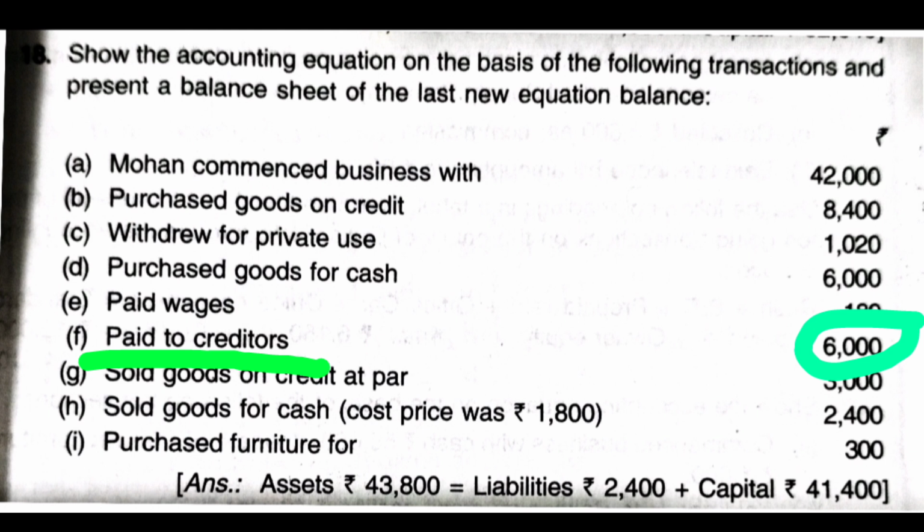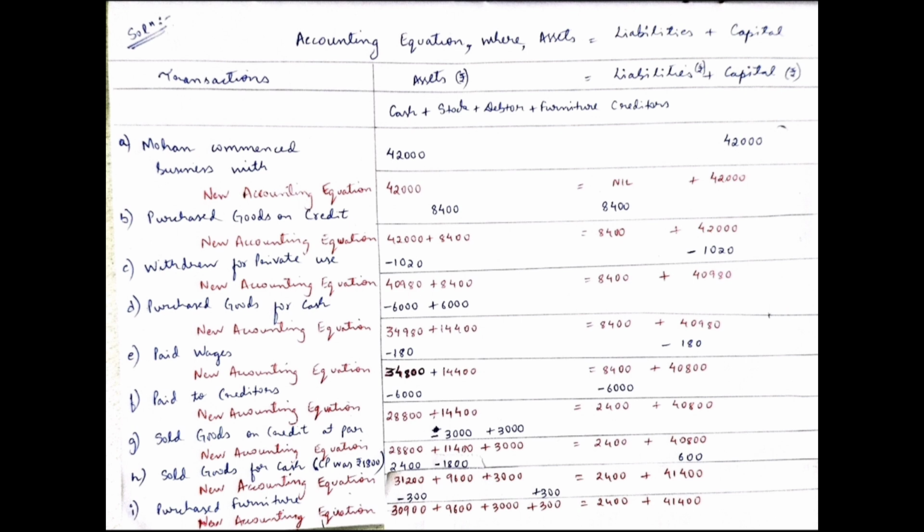We are paying the amount. So what happens? Cash will decrease. Yes or no? Cash will reduce. So we will subtract 6,000 from cash. And this 6,000 we will again deduct on the liability side because we have made the payment. So our liabilities will also reduce.